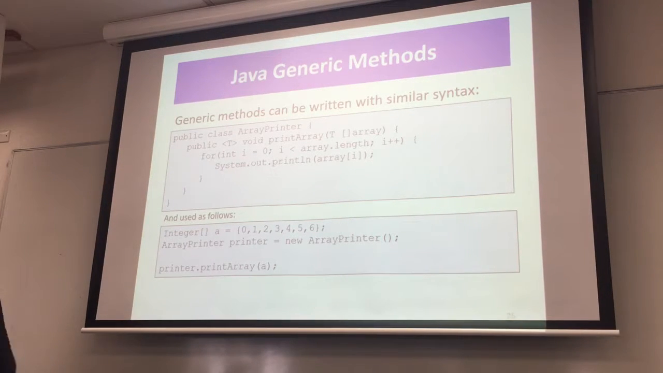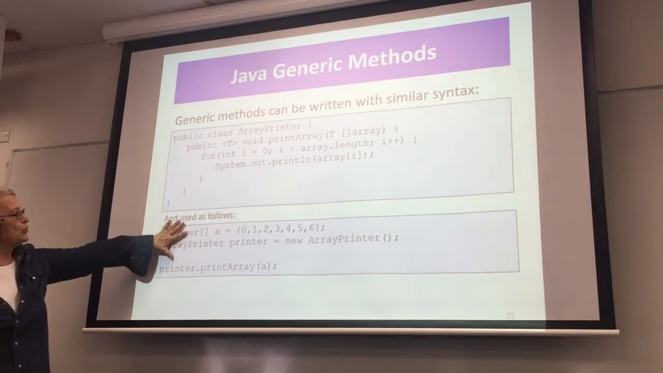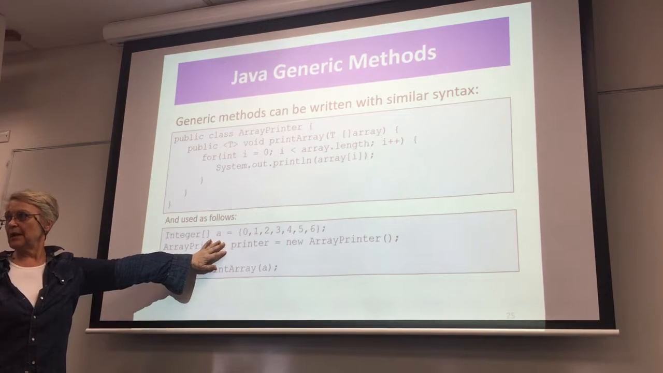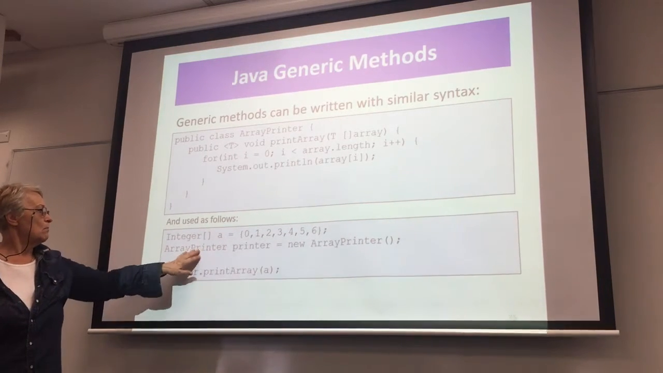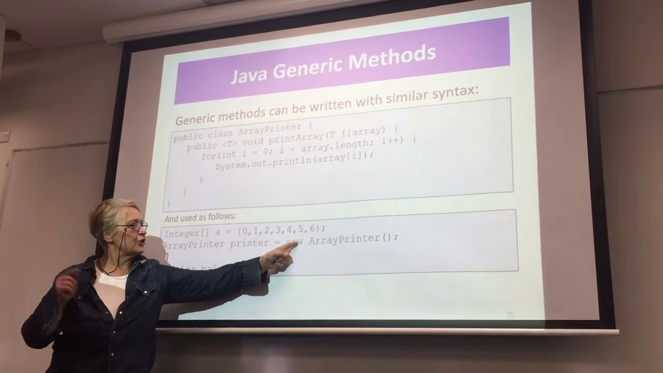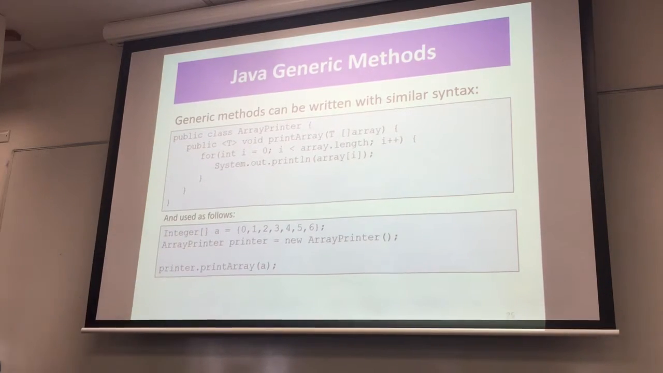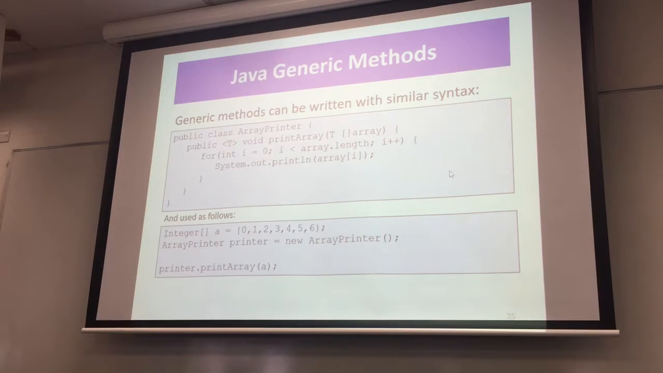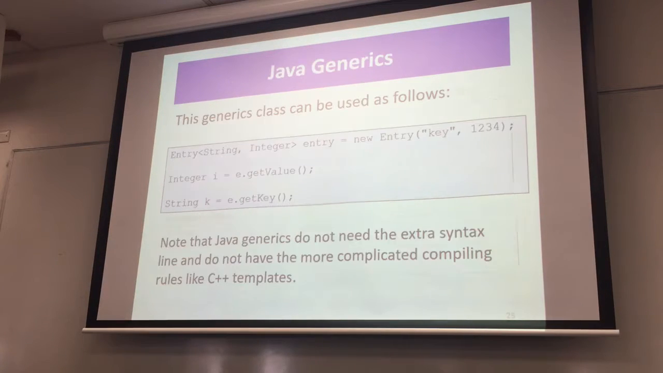Anyway, so notice when we use it, like for methods in C++, we don't have to specify my array printer depends on integer. The compiler knows where the type comes from. Okay. So this part looks very similar to how you use function templates in C++. Implicit specialization, while this is explicit specialization.